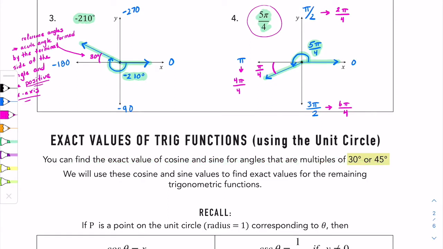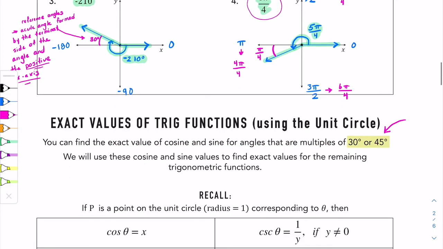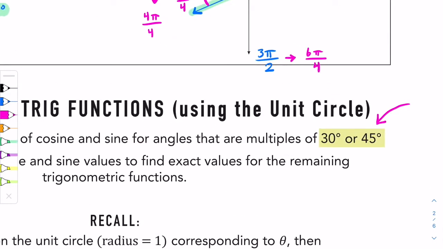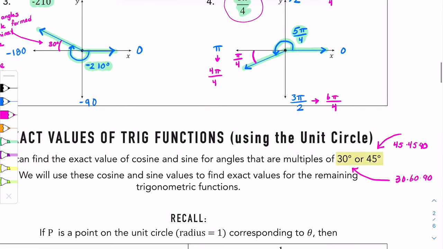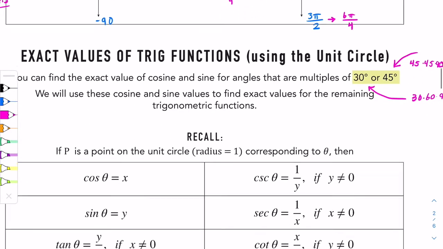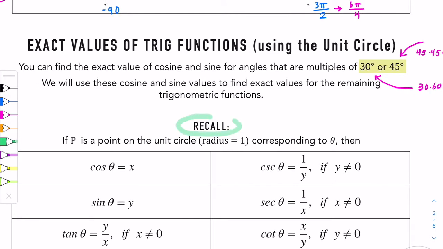To add a little note in here, if angles are multiples of 30 or 45, that means you're dealing with 45, 45, 90 triangles or 30, 60, 90 triangles. It says we will use these cosine and sine values to find exact values for the remaining trig functions. And this is just a review of what we've been doing for the last couple of days.